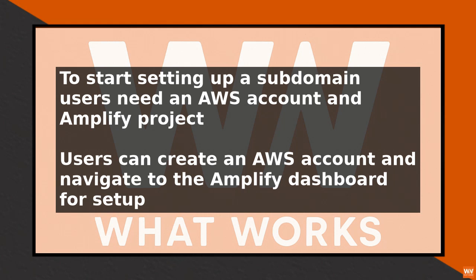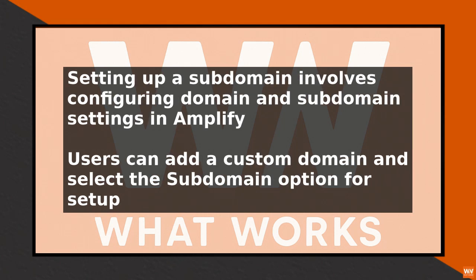After entering your subdomain name, you need to verify your domain ownership. You can do this by creating a TXT record in your DNS settings. The TXT record will contain a unique code provided by AWS Amplify. This step is necessary to prove that you own the domain and to prevent unauthorized access to your application.